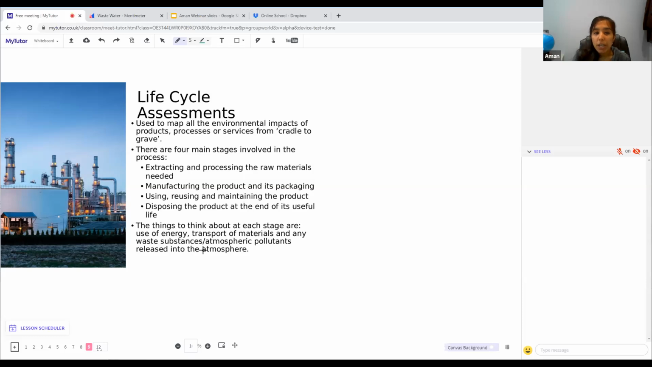So when we think about energy, when we use the product, do we require any energy to use the product? Is there any energy required when we're getting the raw material from the earth? When we're transporting the materials, is there any energy required? And then when we dispose of it, for example, does that require landfill? That's, again, an environmental impact. Does it release atmospheric pollutants when we use it? Things like that. They are all important to be thought about.